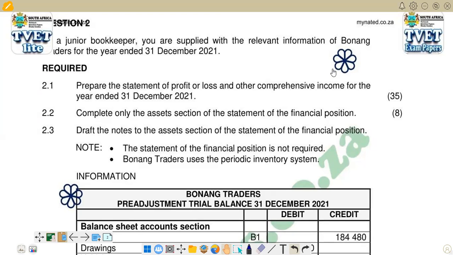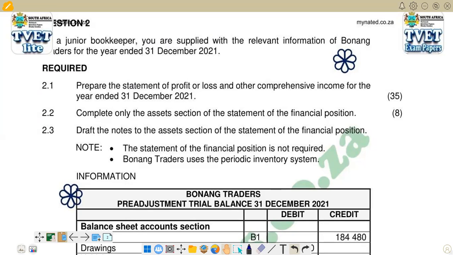Today, we want to look at the recent question paper of November 2023, and we are going to look at question 2 on that question paper. So our question is here. It reads, as a junior bookkeeper, you are supplied with the relevant information of Bonang Traders for the year ended 31 December 2021. Then on the required parts, that is first part 2.1.